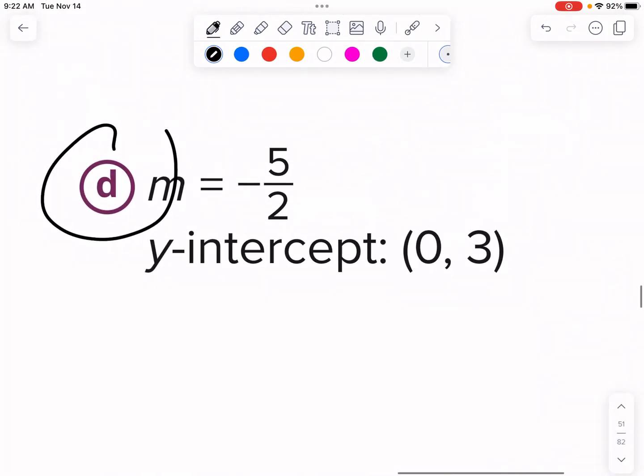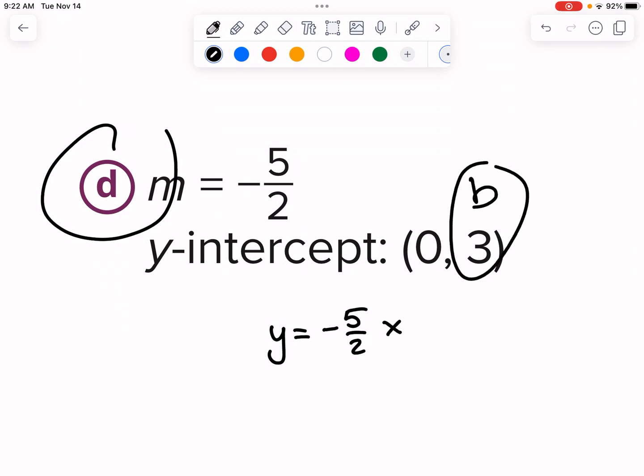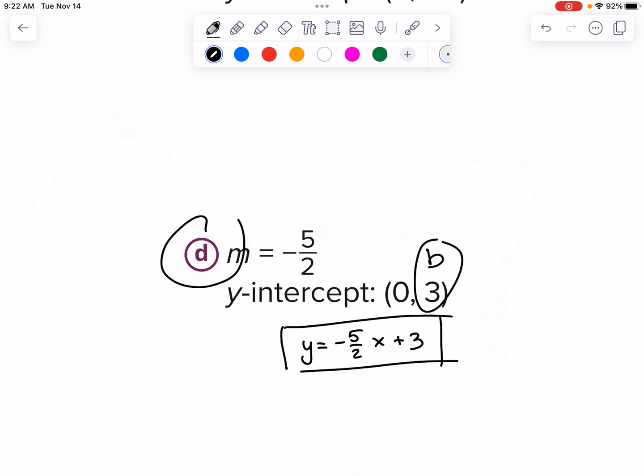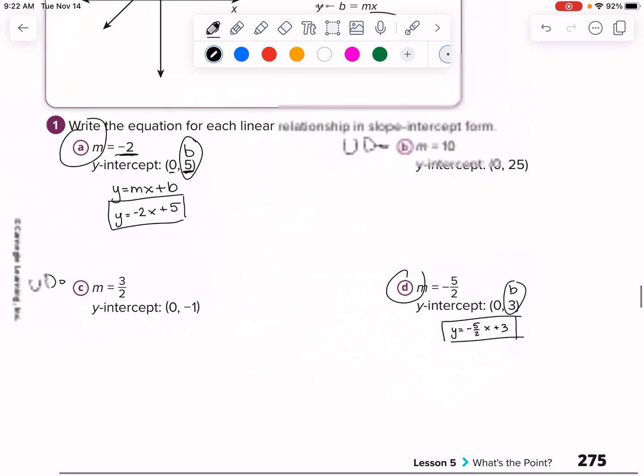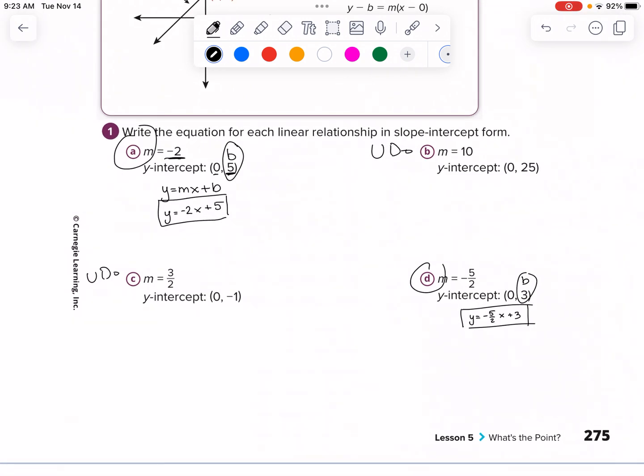For this one, it would be y equal to, instead of mx, it'll be negative 5 halves x. Instead of plus b, right, b is 3, so plus 3. That's all you gotta do for that. So give B and C a shot. Let me check it to just make sure, right, you've practiced it, and hopefully you're applying the correct understanding there.